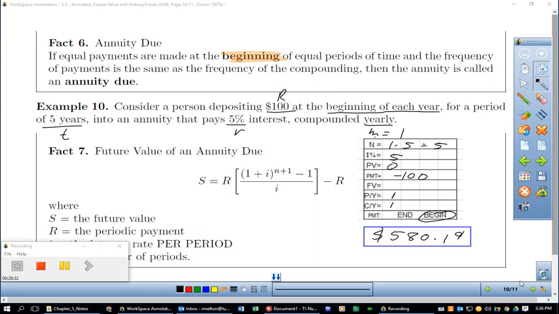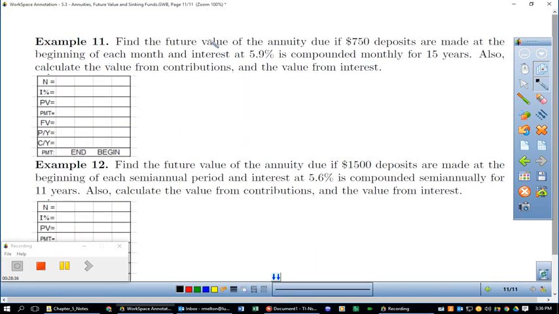All right, example 11. Find the future value of an annuity due if $750 deposits are made at the beginning of each month. There's our deposit, that's our payment, at the beginning of each month, and interest at 5.9%. There's our r, our interest rate. It's compounded monthly for 15 years. So there's t, and there is also m. m equals 12. Also, calculate the value from contributions and the value from interest.